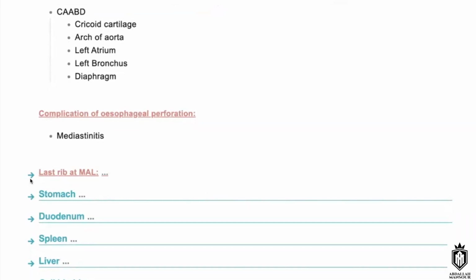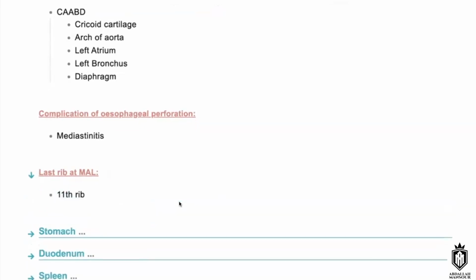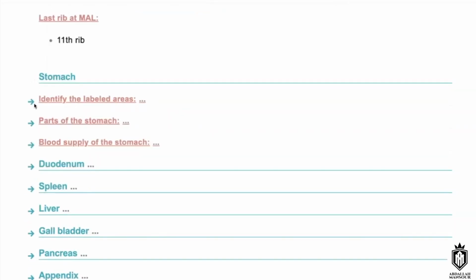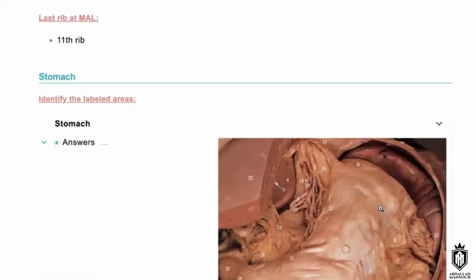The 11th rib. Yeah, that's the 11th rib. All right, Amna, can you identify in this structure? I'm going to tell you a few numbers.